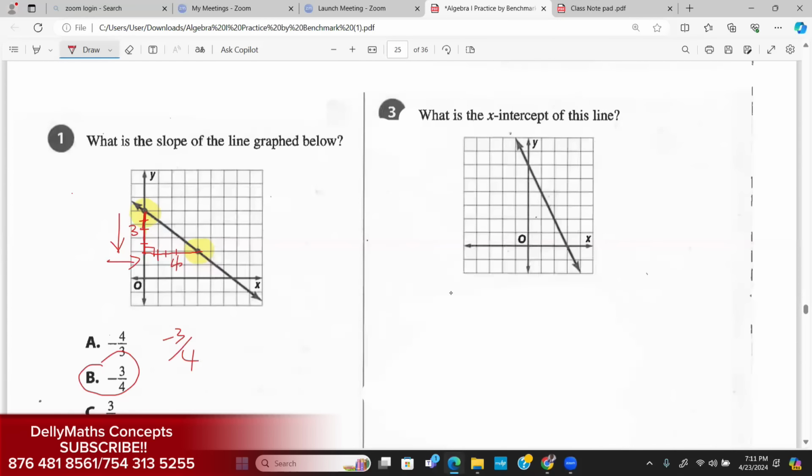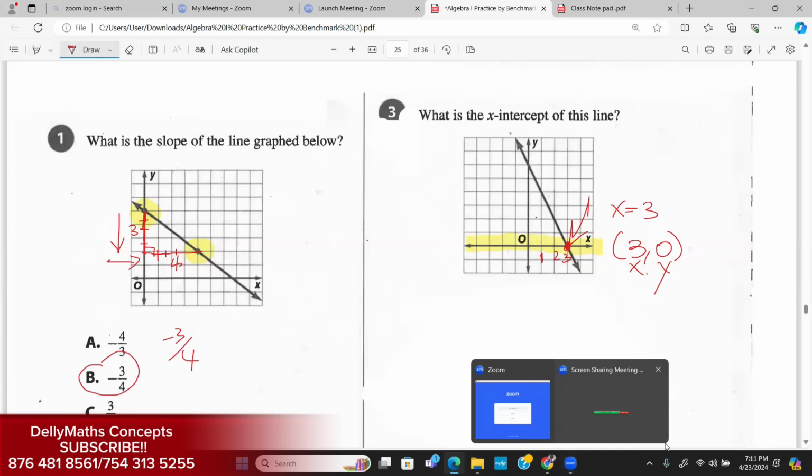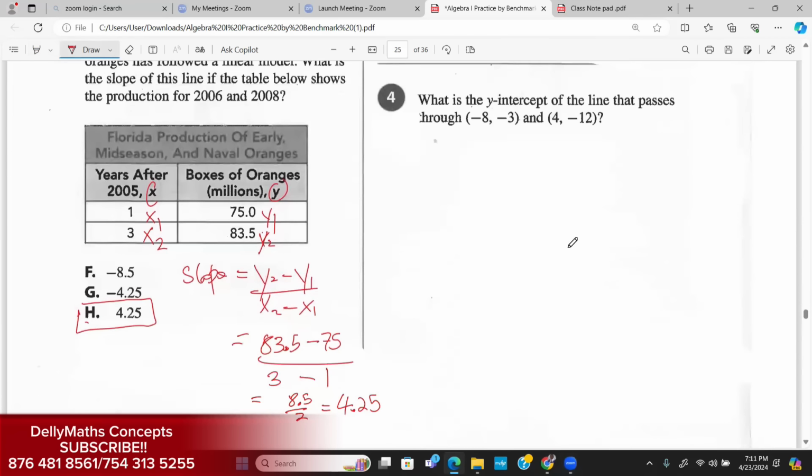Question 3 says, what is the x-intercept of the line? If you try to quickly put on some scaling on this, we're talking about 1, 2, 3. So right here is 3. X-intercept, x is equal to 3, but my intercept as a coordinate would be (3, 0), x and y, right? So there is the x-intercept right here. Remember, the x-intercept is where the graph crosses the x-axis. So here's the x-axis, and you're seeing where it crossed the x-axis at 3. So (3, 0). Let's look at question 4.